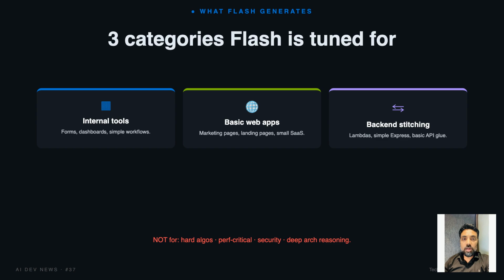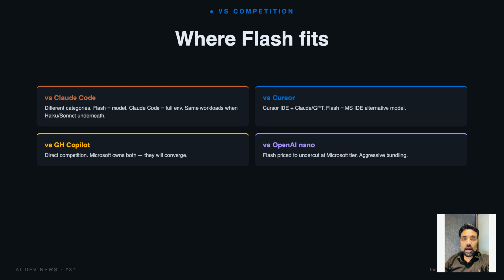Now versus the competition. Versus Claude Code, the comparison is interesting. Claude Code is a full agentic developer environment that uses Opus or Sonnet under the hood. It does a lot more than code generation. It handles file navigation, debugging, terminal commands, the whole loop. Flash is a model, not an environment, so they are not direct competitors. The right framing is Flash is the cheap, fast tier for many of the same workloads that Claude Code agents handle when you use Haiku or Sonnet under the hood.